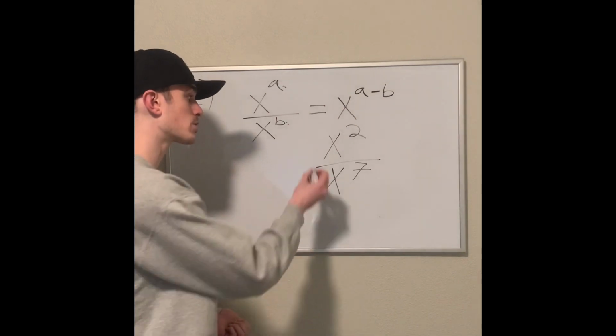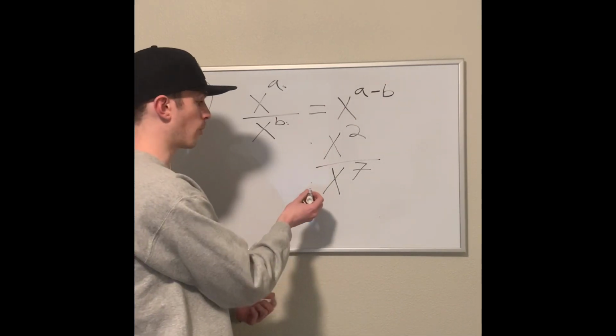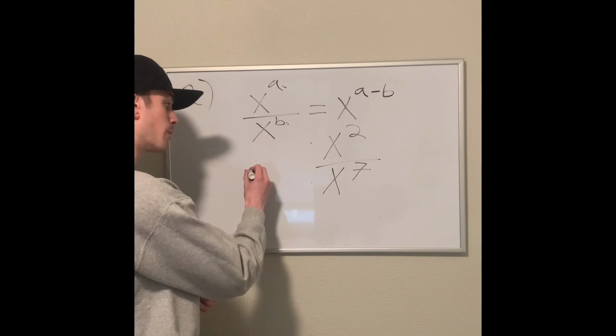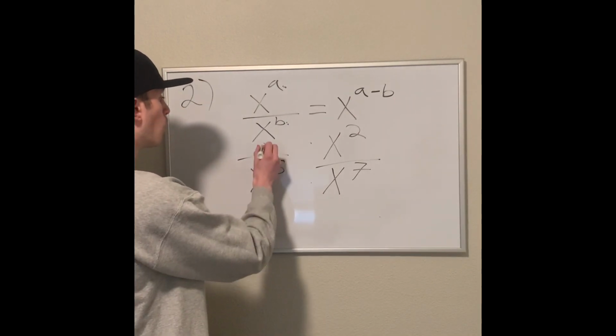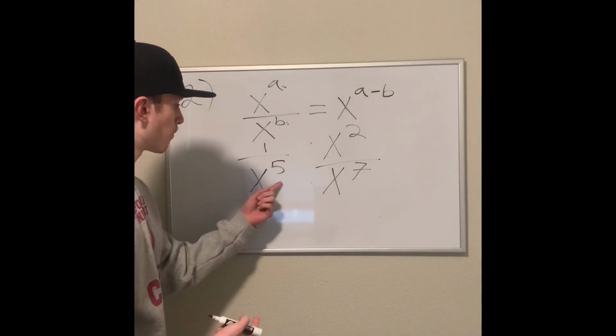I ask myself which side has more. Now the bottom has more. The bottom has 5 more. I think we've already established that. So it would end up being 1 over x to the 5th power.